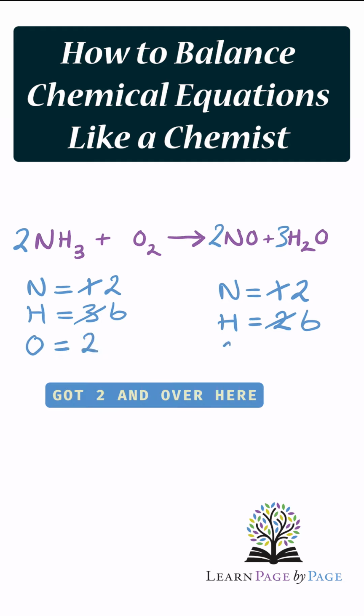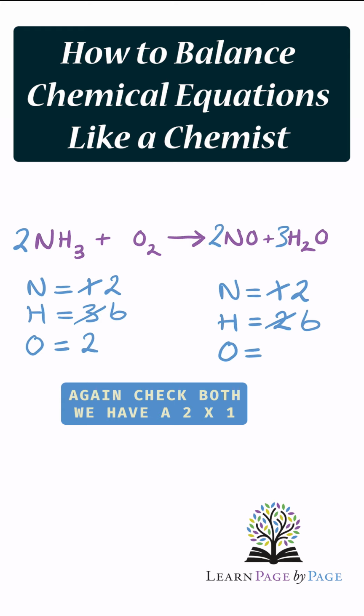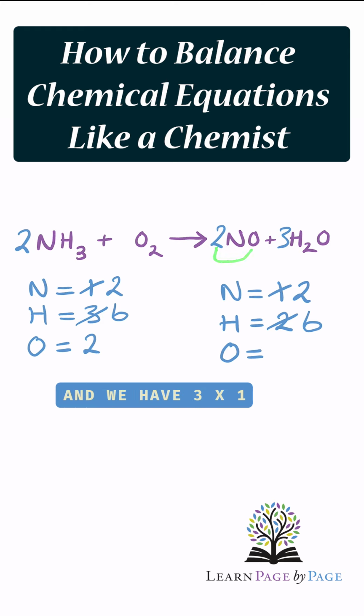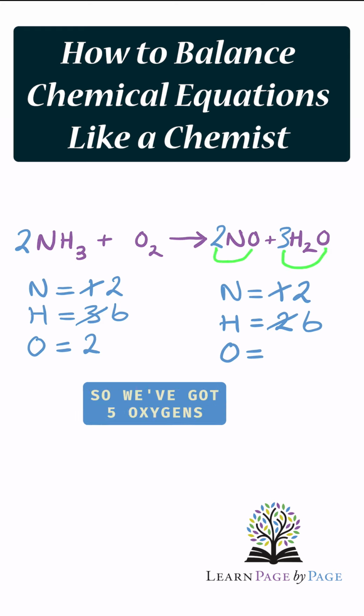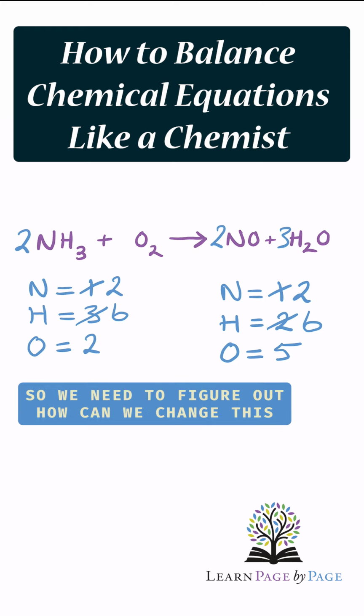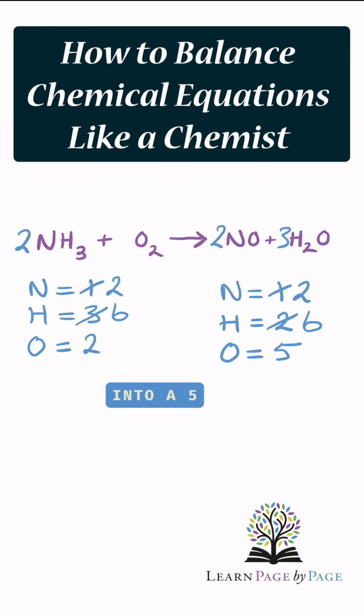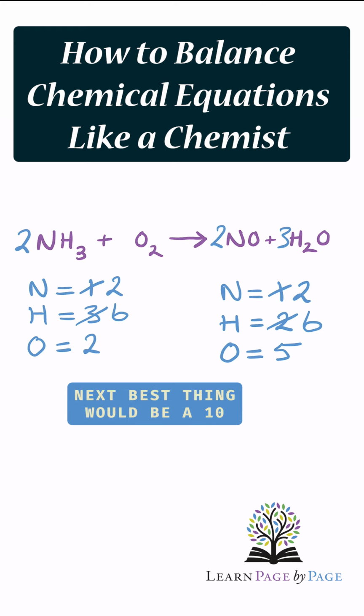We've got 2, and over here, again, check both. We have a 2 times 1 and we have 3 times 1. So we've got 5 oxygens. So we need to figure out how can we change this into a 5. We can't really, we're not working with halves. Next best thing would be a 10.